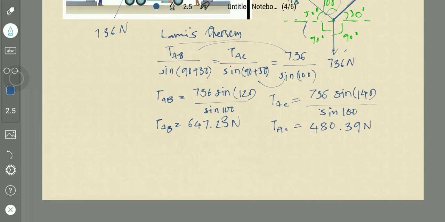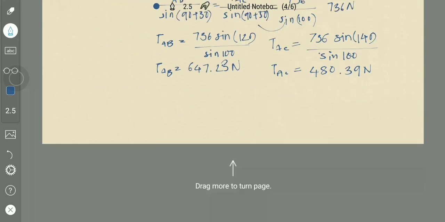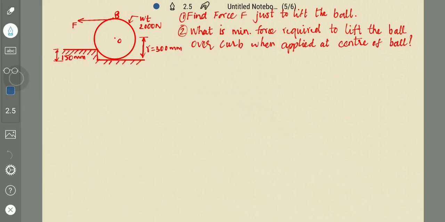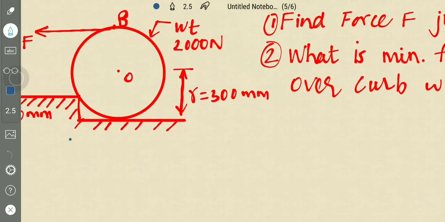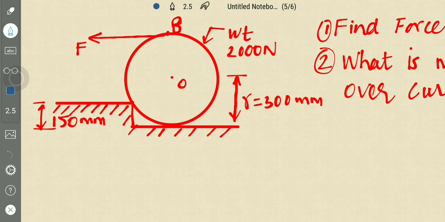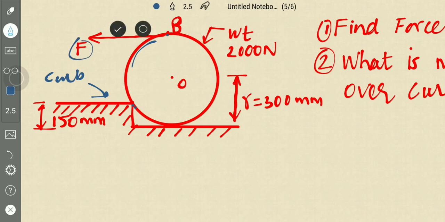And next is this very important problem, which has also appeared in GATE once. There is a roller here, this is the roller, and a force is applied at point B so that it just crosses over this curve. This is called curb. A force is applied at point B so that it just lifts over the curb.